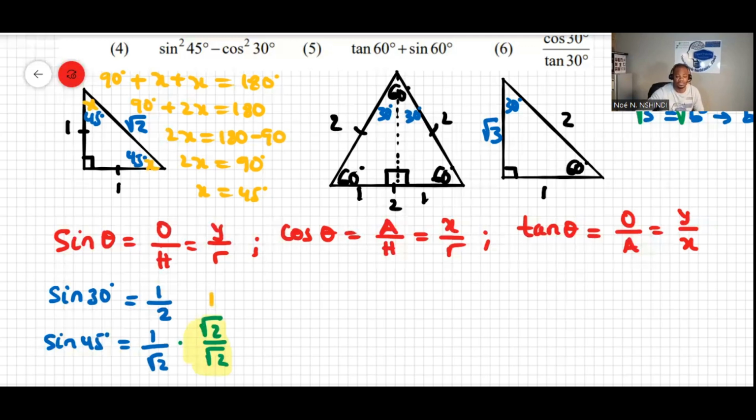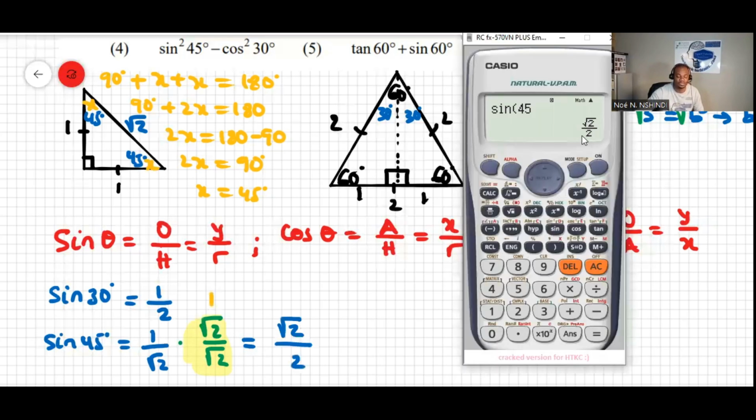For which the decimal part is non-terminating. So you cannot divide by an irrational number. So we rationalize by multiplying by root 2 like this, and then this will be 1 times root 2, just root 2, and then root 2 times root 2 is 2. This is the same answer that we get in the calculator here. So the calculator rationalizes it for us automatically.